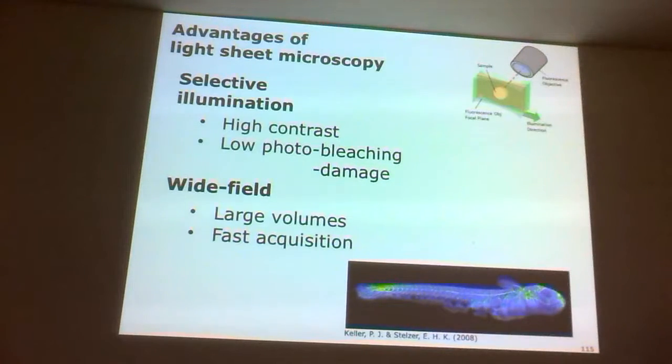So what do we have here? We have the potential to do high contrast because I've got no light anywhere except where I'm collecting it. That's great. I'm happy with that. I don't need any pinholes necessarily or anything like that, even in single photon light sheet. Low photobleaching. Now, many people say, so for example, in our lab now, we can image things for 20, 30 hours regularly. We never did that before, really.